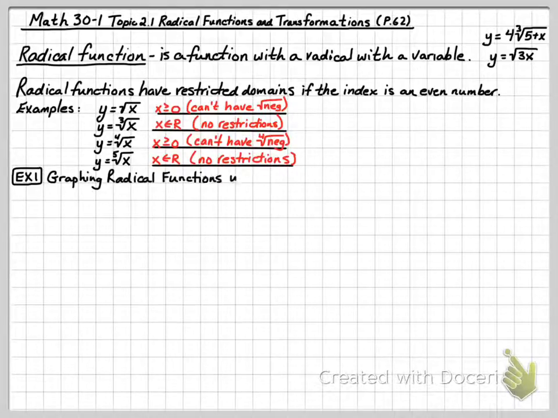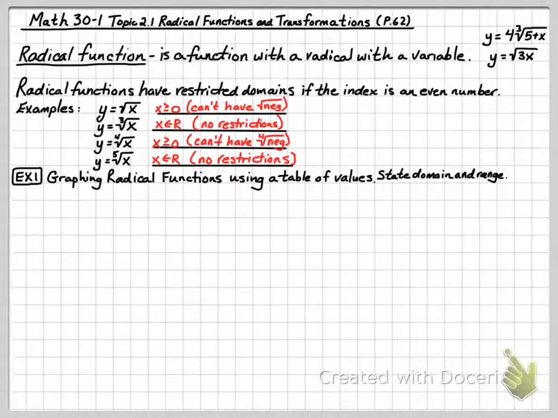Let's look at example 1. Graphing radical functions using a table of values, and we're asked to state the domain and range. Well, if we look at something simple like y is the square root of x, when x is 0, y will be the square root of 0, which is 0. 1 is 1. Now we're going to jump ahead. 2 is a messy number. 3 is a messy number. 4, the square root of 4 will be 2.